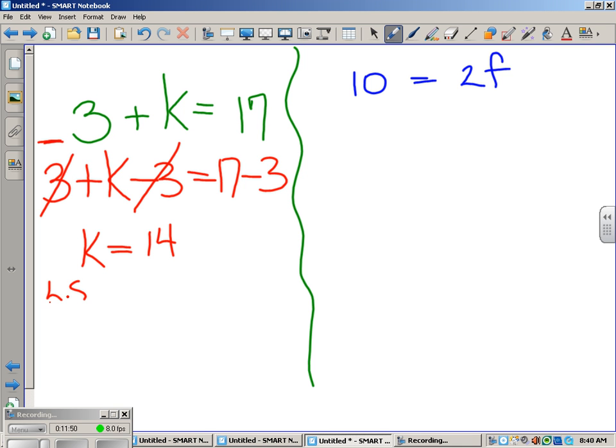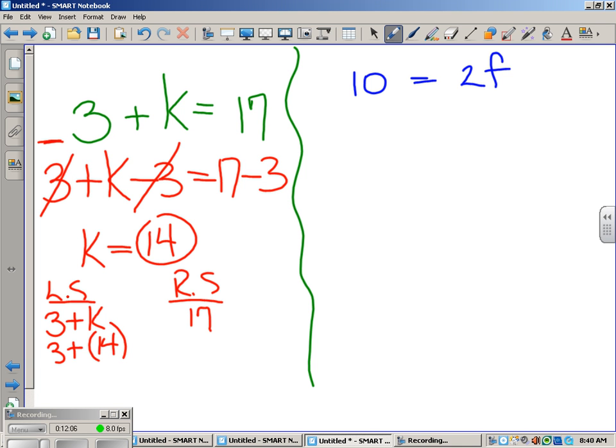Now we do our little check. Left side, right side. Our original left-hand side was 3 plus k. Our original right-hand side was 17. Remember, we check by substituting the answer for the variable. Our answer was 14. We show substitution by using brackets. A nice, neat math work. And 3 plus 14 is 17. Boom, boom, Bob's your uncle.